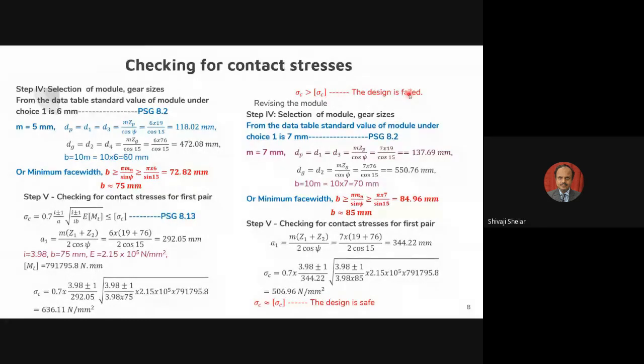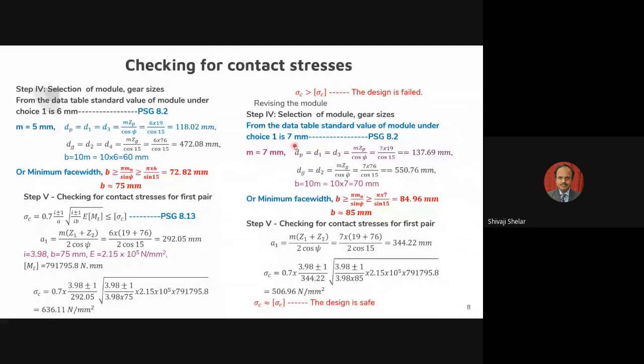So we need to revise the model, because the difference is large: induced value is 636 and permitted is 500. There is no choice; we have to go for revising the model. If the difference is small, then we can simply increase the hardness of that surface by some heat treatment and keep the same model. Since this difference is more, we are going for revising the value.